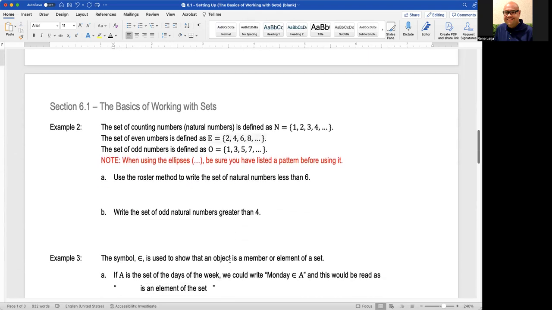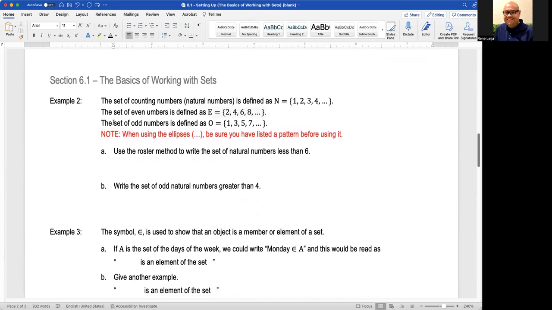Okay, let's move on to our second example. We have three sets that we're looking at: the set of counting or natural numbers, which is defined as N equals 1, 2, 3, 4, and then we have the ellipses, which means the pattern. We've seen enough of this pattern to know what follows: 5, 6, 7, 8, 9, 10, and so on. The set of even numbers is defined as E equals 2, 4, 6, 8. Again, we know enough of the pattern so we can use the ellipses. We know that 10, 12, 14, 16, 18, and so on would follow. Same thing for odd numbers.